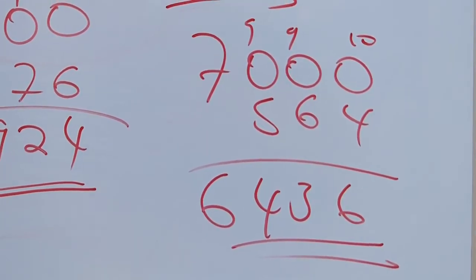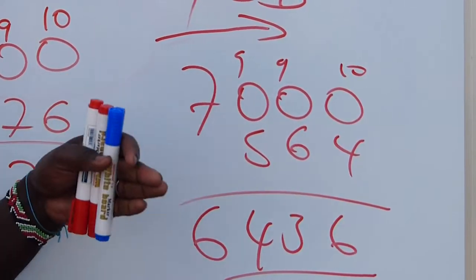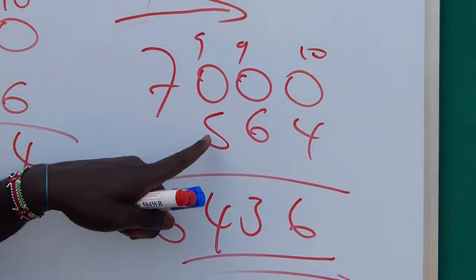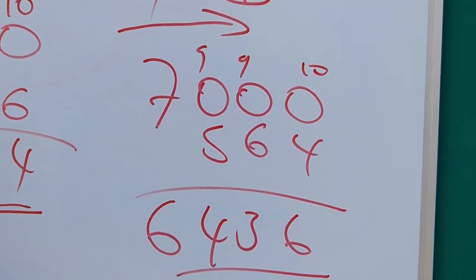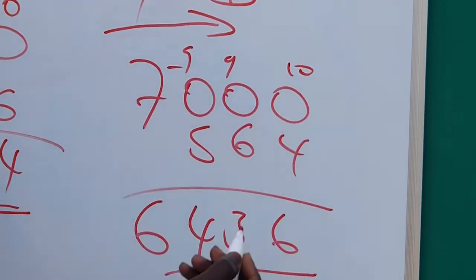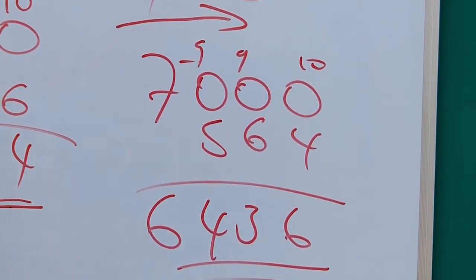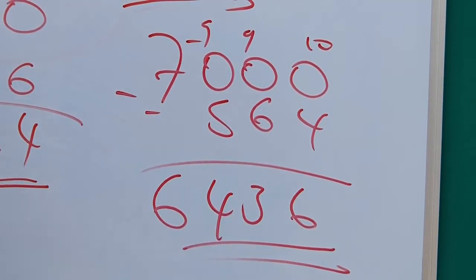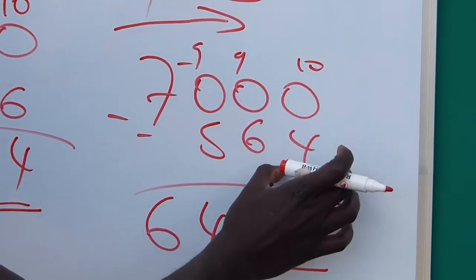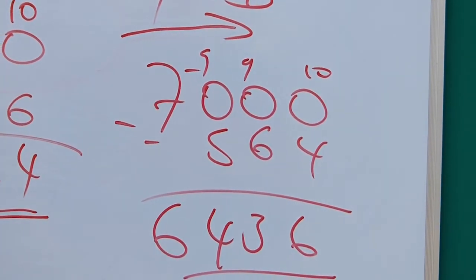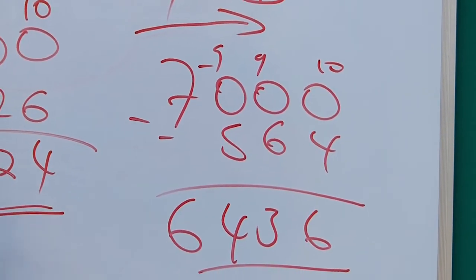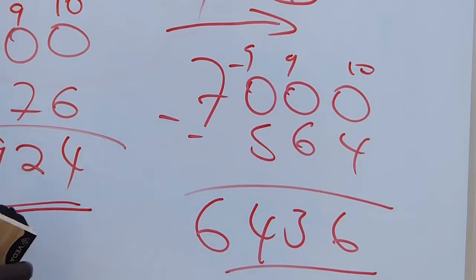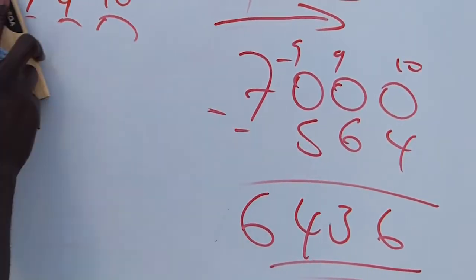So in that case, I'm not struggling with borrowing from 7,000 to start subtracting, but I'm using what the Indians call sutra. So less 1 from the first number 7, and then 9, 9, and then the last one you subtract from 10.